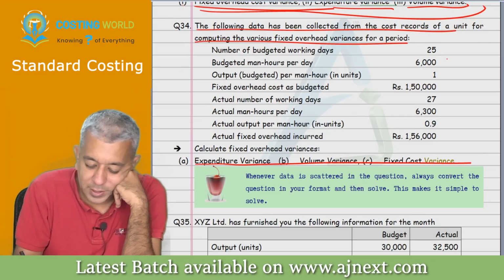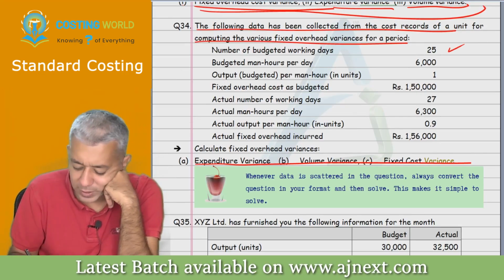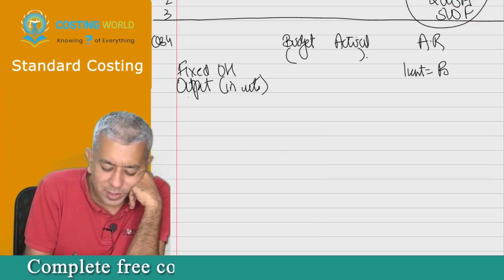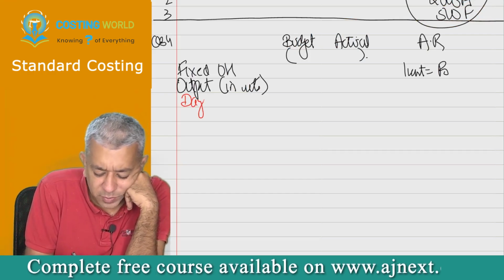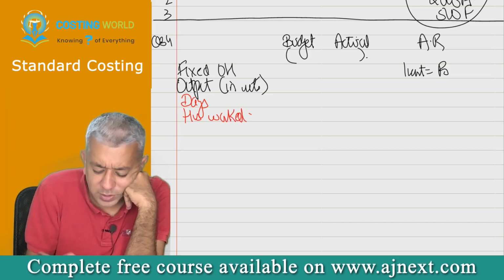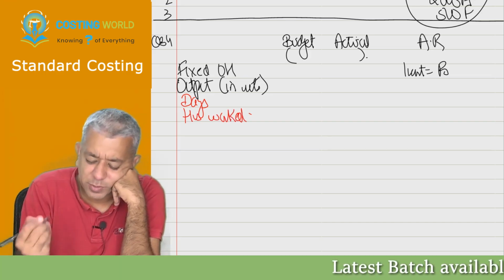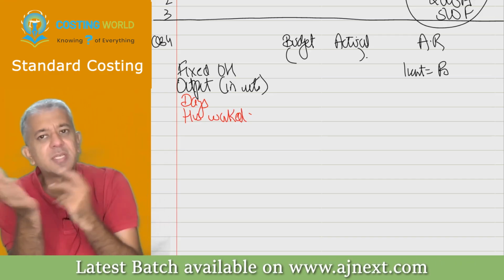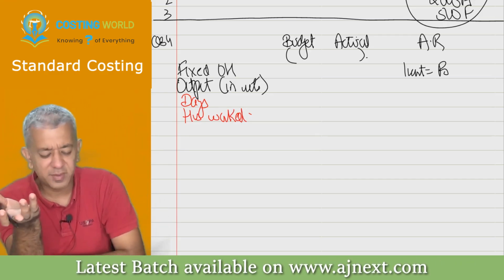So what data is there? Number of budgeted working days. You will do one thing. Listen. In some other colored pen, just write down this information also. Although it will be of no use because you are only asked first 3 variances, but I want to be writing it. So therefore there is no issue. If ever those guys ask you all the variances, at least you should be having the data with you. Okay.